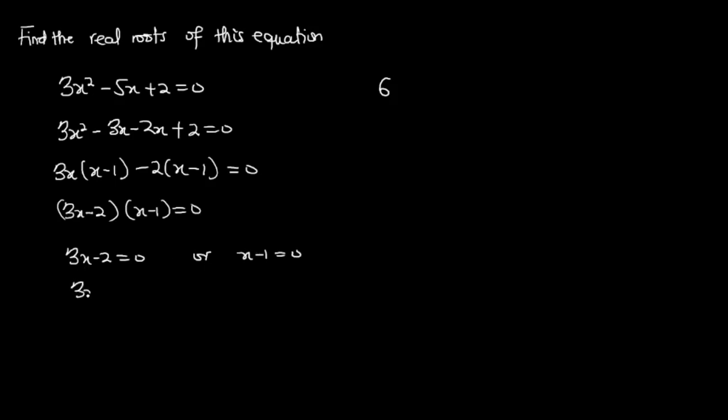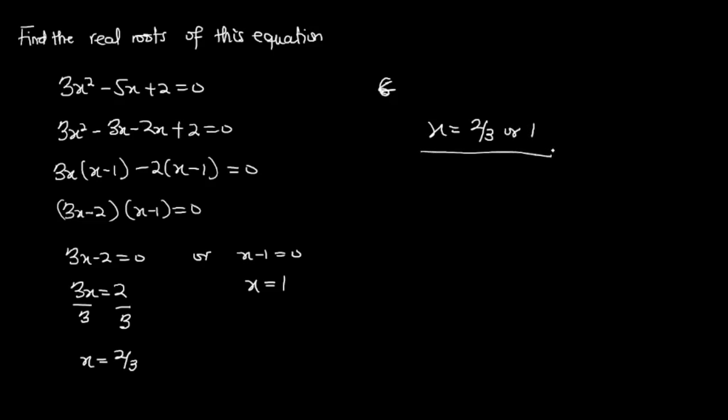So from here I have 3x is equal to 2. So I divide both sides by 3 to make my x stand alone. So my x will be equal to 2 on 3. Or from here I move negative 1 to the other side of the equal sign, it becomes positive 1. So my solution for this particular equation is x is either equal to 2 on 3 or positive 1. This becomes my real roots for this particular equation.